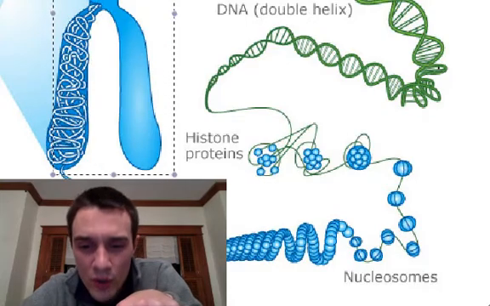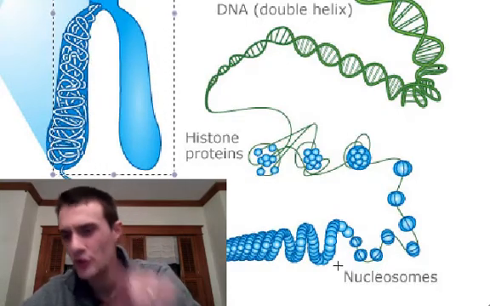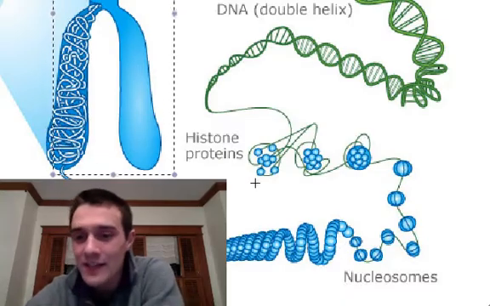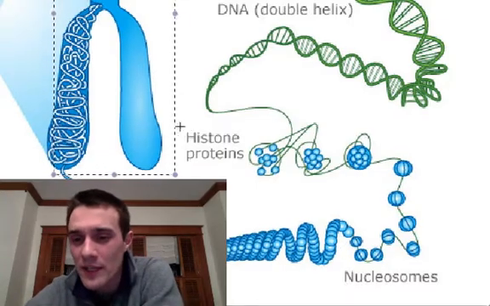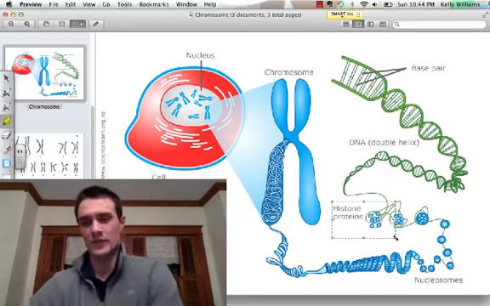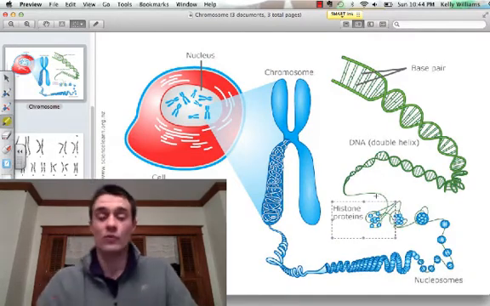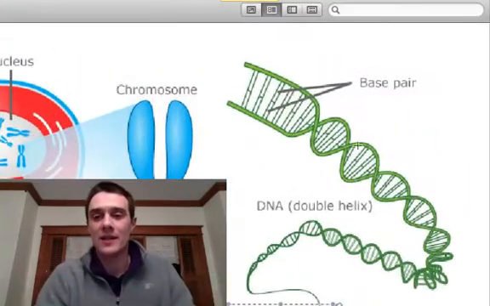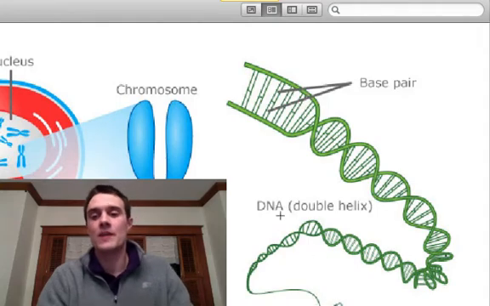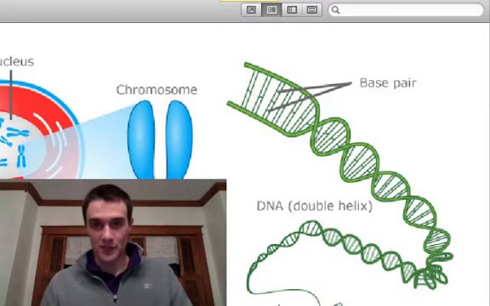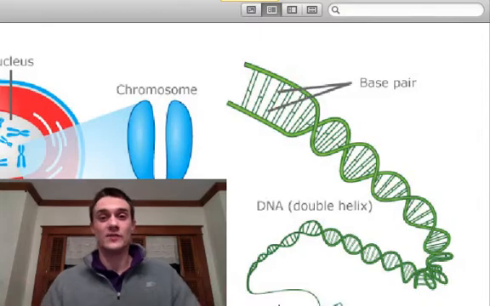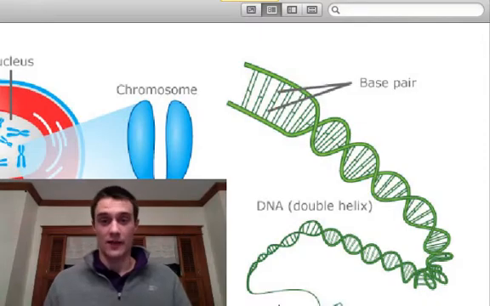Well, that's a coiled up nucleosome. And a nucleosome is DNA that's coiled up around specialized proteins that we call histone proteins. And those histone proteins help wrap up DNA. So genetic information is found inside the nucleus of cells, and it controls everything for the organism.